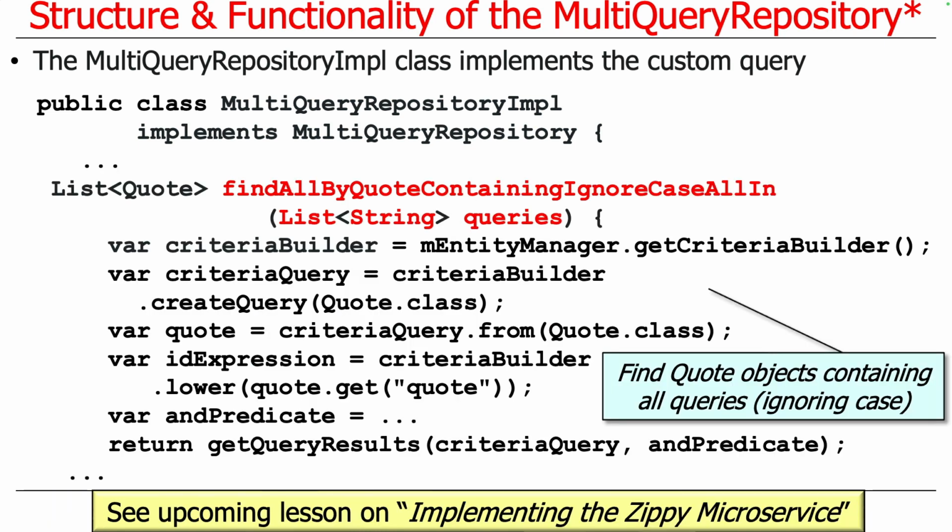And here is the bulk of the implementation. I'm not going to walk through it right now. It's very complicated, but it's very cool. And so findAllByQuoteContainingIgnoreCaseAllIn, that's our method. It's going to find quote objects in the database that contain all the queries in the list of strings that are the query's parameter. And it will ignore the case. And I'll show you how we use it first, and we'll walk through the implementation later.